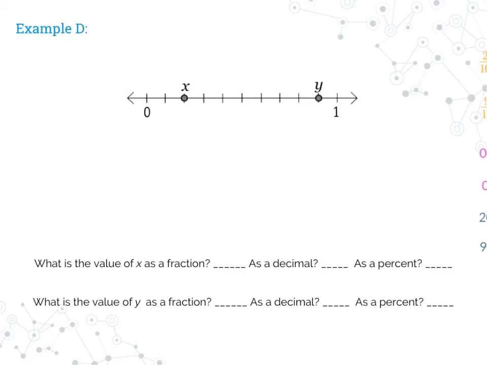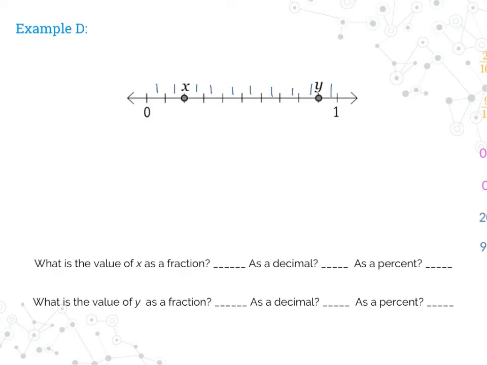So here we are at example D, and it says, what is the value of x as a fraction and as a decimal and as a percent, and what is the value of y as a fraction, a decimal, and percent? Well, good news, I've got my number line, and I have no numbers on there other than 0 and 1. So I'm going to have to count to see what my number line is broken into, and then hopefully that'll tell me where x and y are. So I've got 1, 2, 3, 4, 5, 6, 7, 8, 9, 10. So I've got 10 spaces.